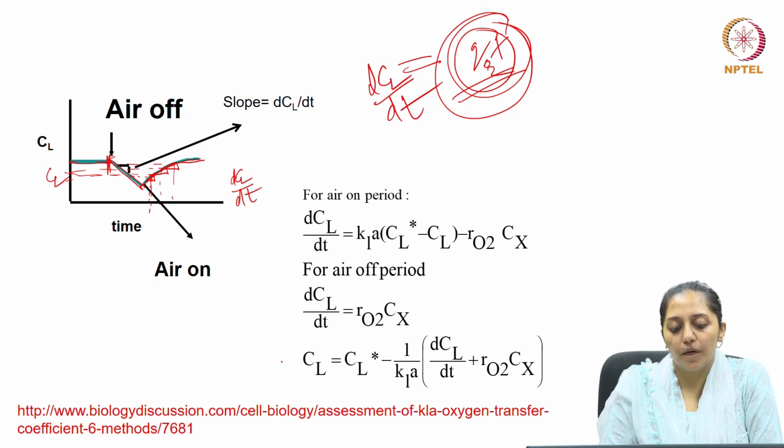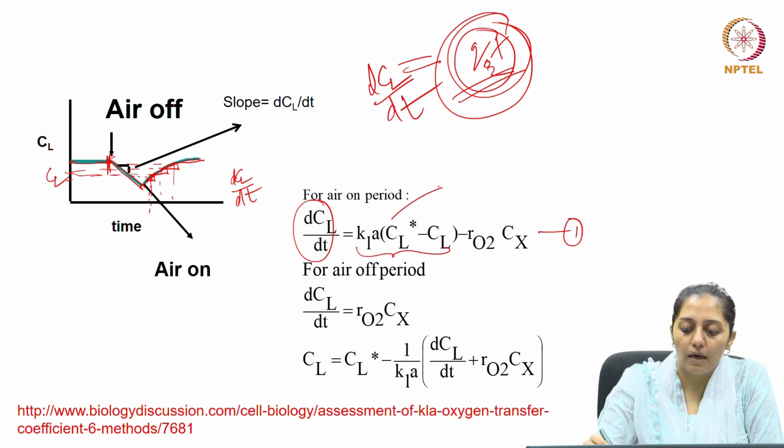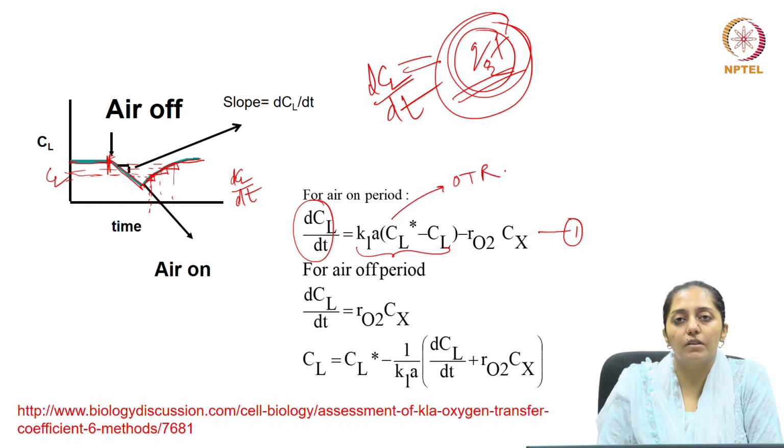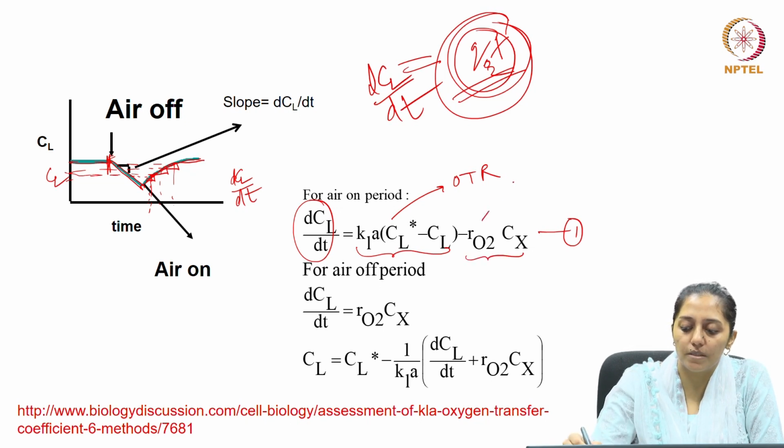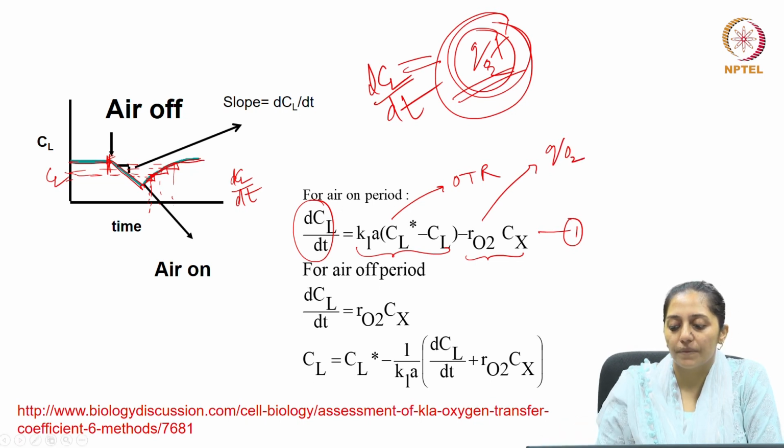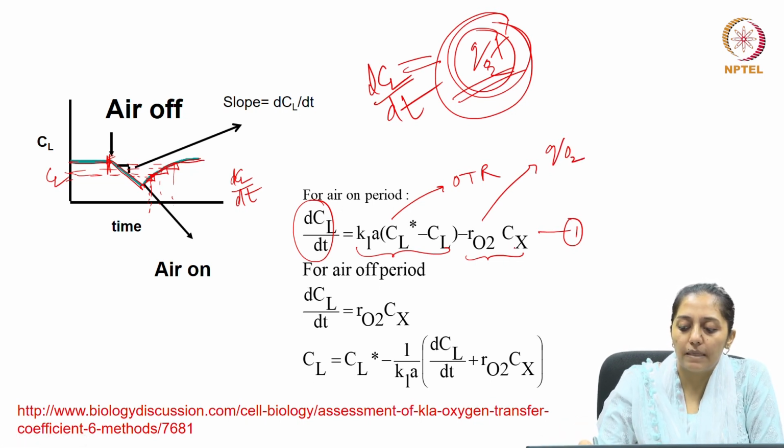So, let us come to our continuity or mass balance for oxygen. If you see equation 1 here, this is a simple mass balance for oxygen transfer. Your dCl by dt stands for the oxygen accumulation rate. KLa times (Cl star minus Cl) stands for the oxygen transfer rate, and RO2 times Cx, where RO2 is equivalent to your QO2, which is the specific oxygen demand, and Cx is nothing but your x. So, this stands for your oxygen uptake rate.